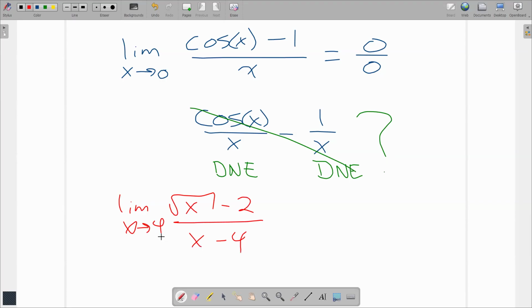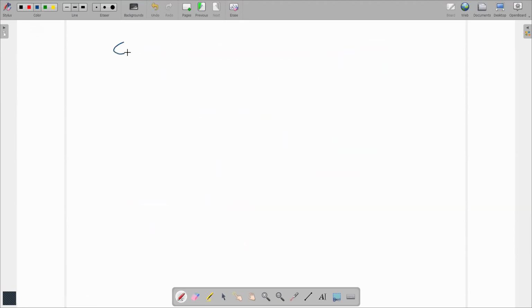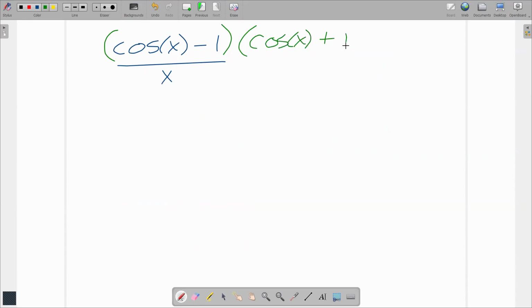All right, so here's what we're going to do with the cosine. So new page. I'm just going to whip out a little algebra on this. I'm going to forget about the limit for a minute and just look at (cosine of x minus 1) over x. And what I'm going to choose to multiply by is the cosine of x plus 1. And I have to do that in the bottom too.